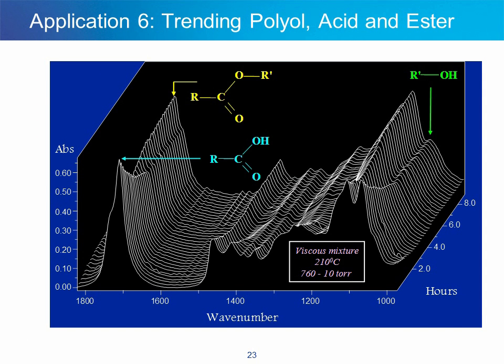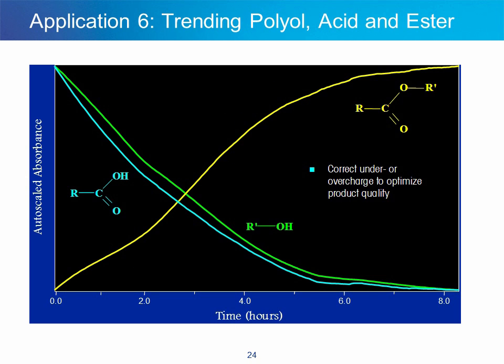Application example 6, trending polyol, acid, and ester. In the experiment surface plot shown here, the acid and polyol are shown to decrease while the ester concentration increases. Turning our attention to the trends, we can see the ester peak rising over time and the acid and polyol peaks dropping.